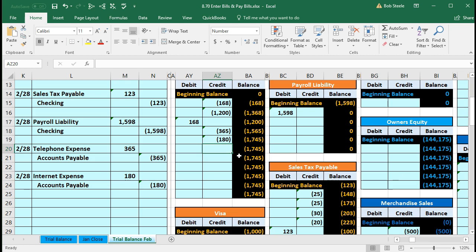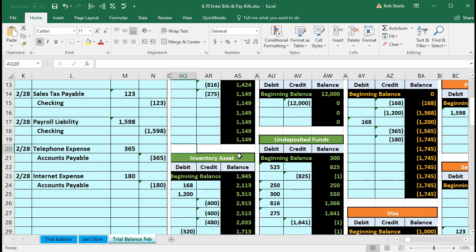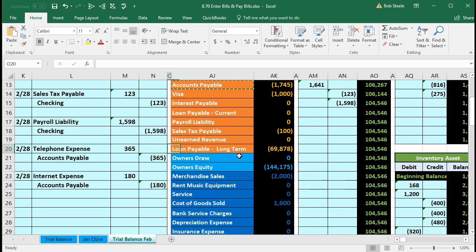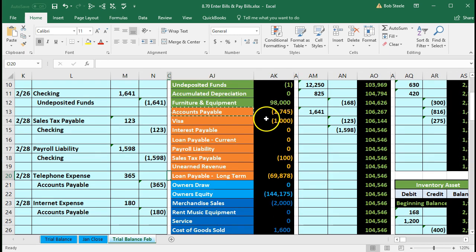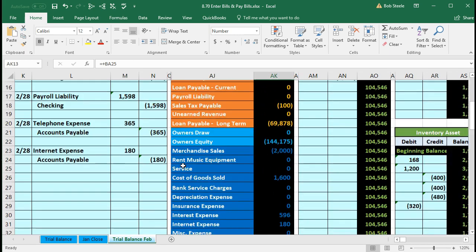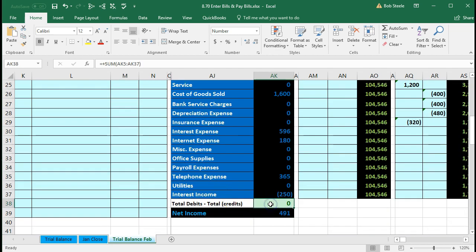1,745. Scrolling back to the left, we should find that 1,745 on the trial balance right there, so it looks good. Are we back in balance? We are. The debits equal the credits.